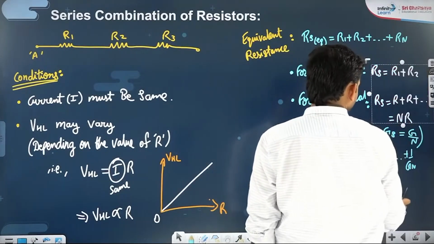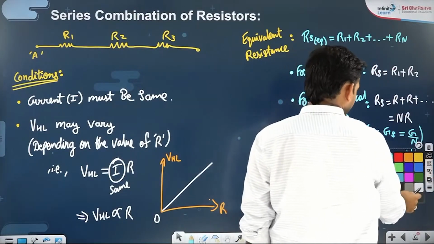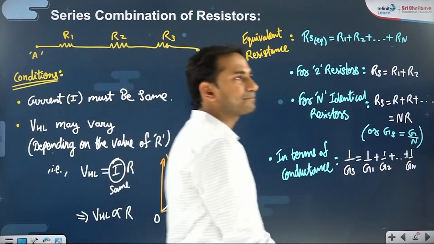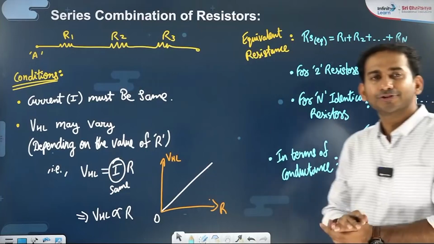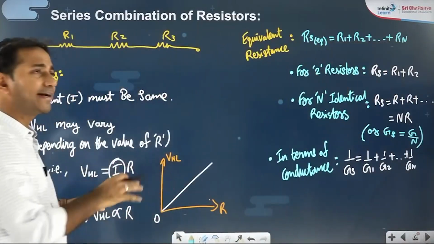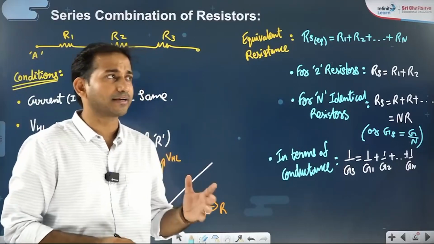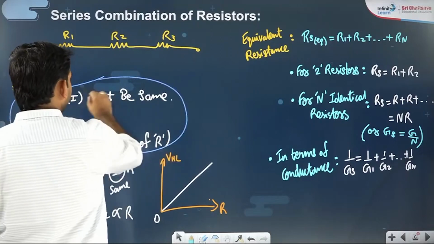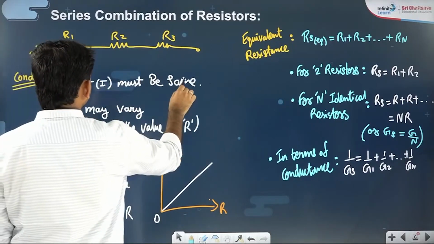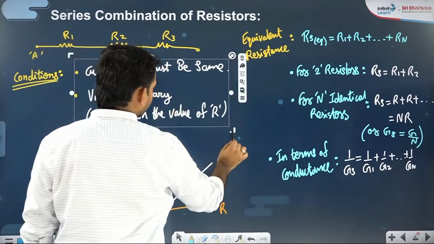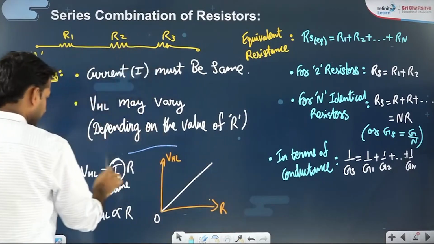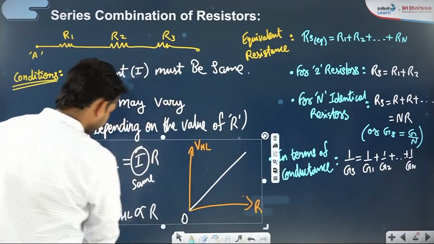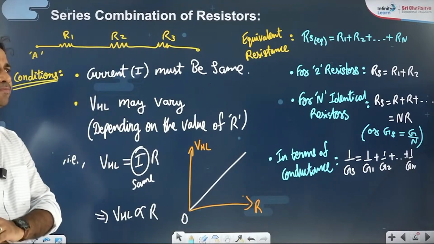I can change the color here and here. I hope now you can emphasize on all the important things. Is that understood? I hope everyone got the idea of series combination. The current is going to be the same. The potential difference may or may not vary depending upon the value of resistance. And this is how the resistance can be related. Understood now? Chaliye.